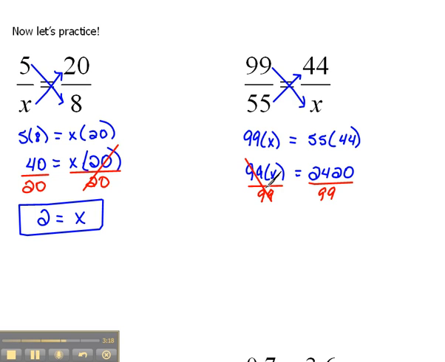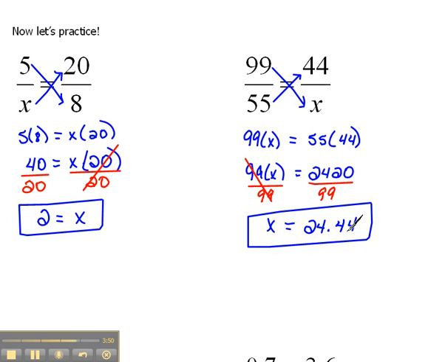Technically what you're doing is you're dividing both sides by the same number, which keeps everything balanced. So over here we have x equals, and then using your calculator, 2420 divided by 99 would be 24.4 repeating. So let's just round it to the hundredths position, or to 2 decimal places. So rounded to 2 decimal places, our answer here would be 24.44.